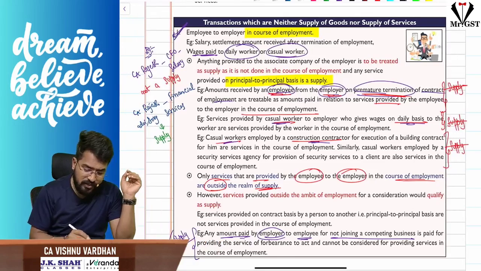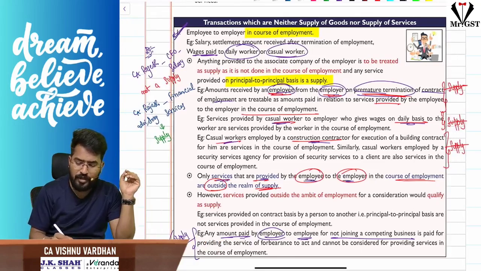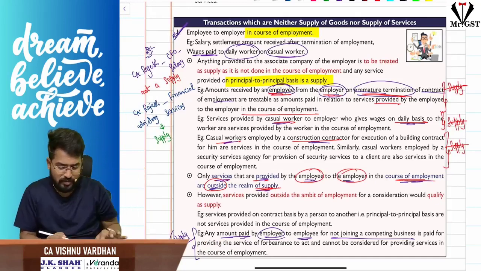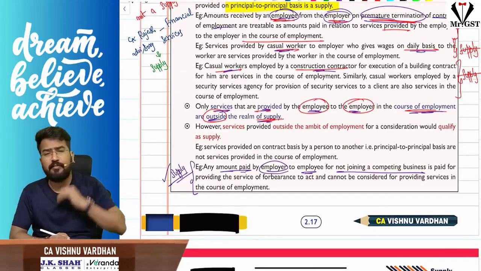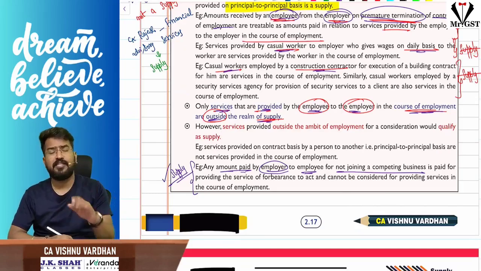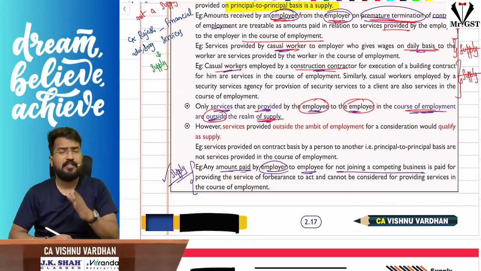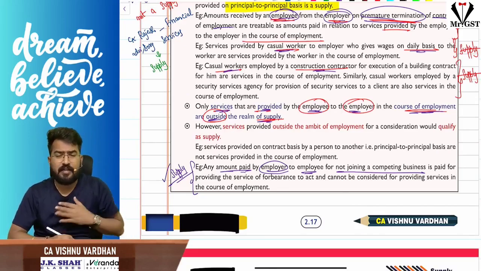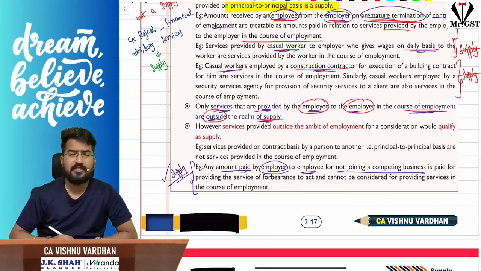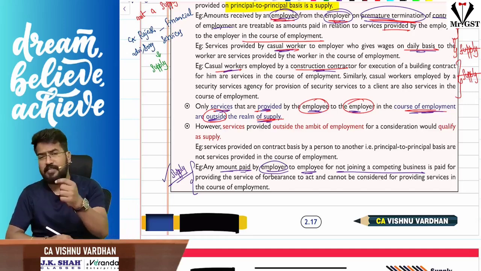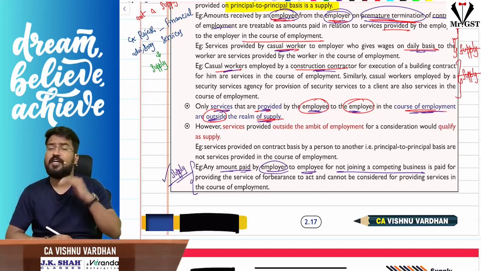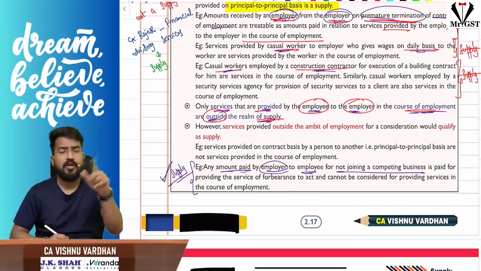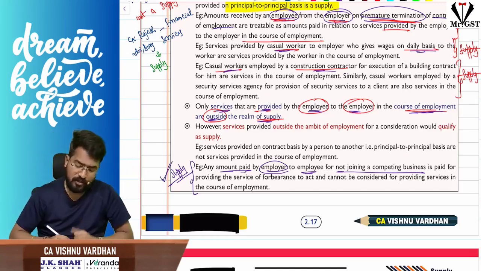Next, services provided by the employee to the employer in the course of employment contract are outside the realm of supply, that we have already understood. But suppose the employee is leaving the organization and the employer is asking him not to join the competitor. There are non-compete agreements. Then whatever the employee is agreeing, not to enter into a competing business or not join the competitor, for that he is getting consideration from the employer which is outside the contract of employment. So it is supply. That is a very interesting thing for you. This is not part and parcel of the employment contract.